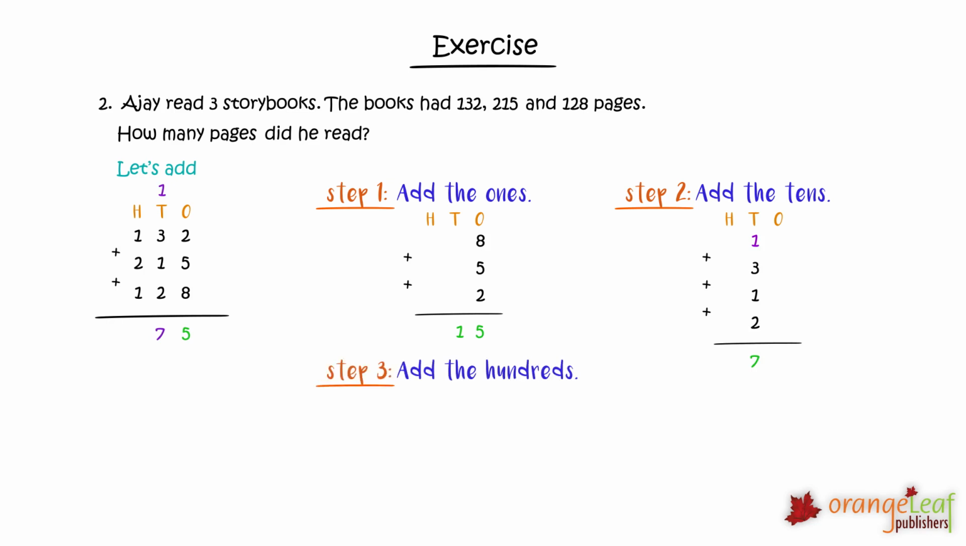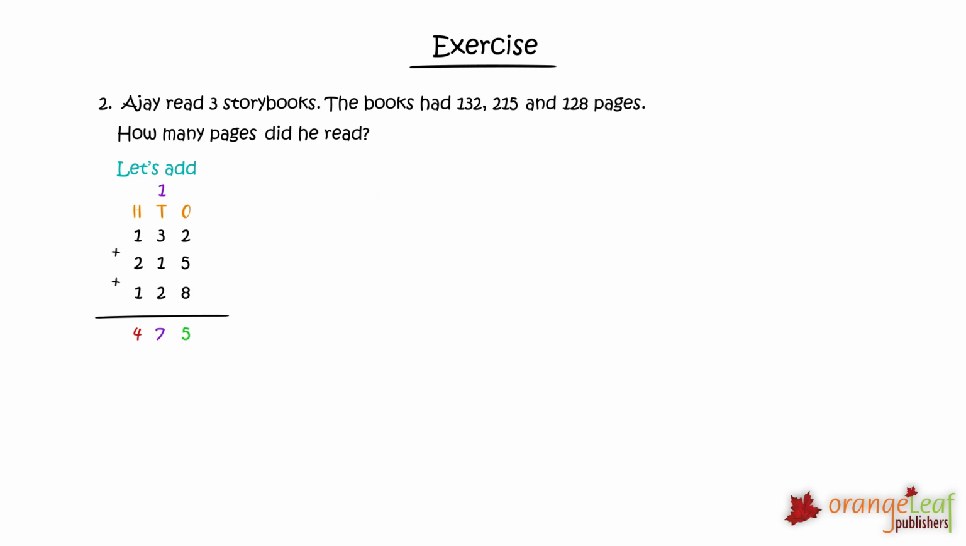Step 3. Add the hundreds. 1 plus 2 plus 1 is equal to 4. Write 4 in the hundreds place. Therefore, the answer is 475 pages.